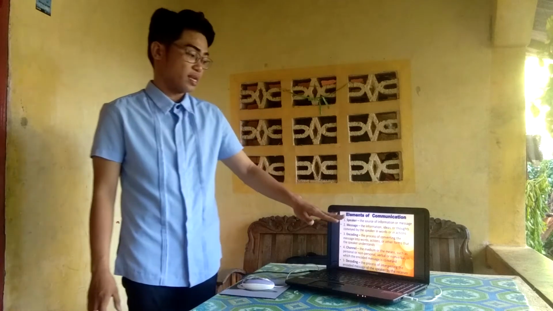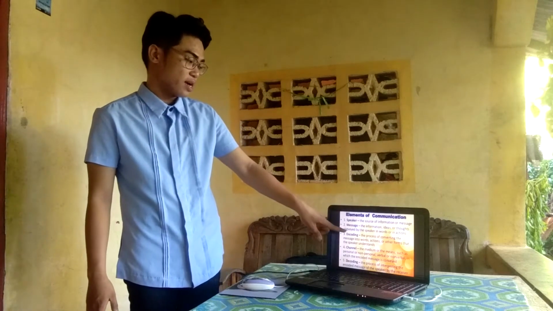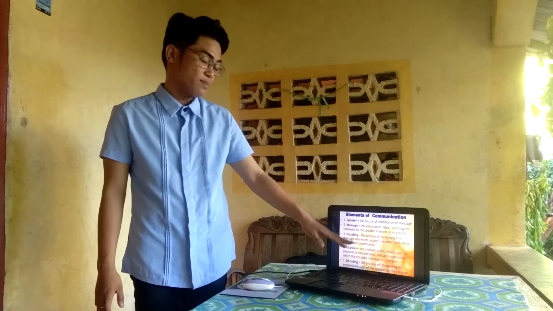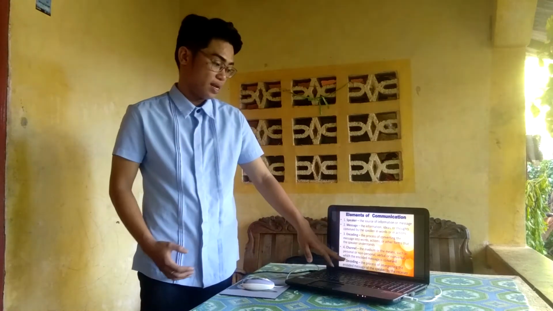Sender, of course, the speaker is the sender, the source of information. Message is the information, ideas, or thoughts conveyed by the speaker, and encoding is the process of converting the message. And then channel is what is used to transfer the message, and decoding is where the receiver analyzes the message given by the sender.